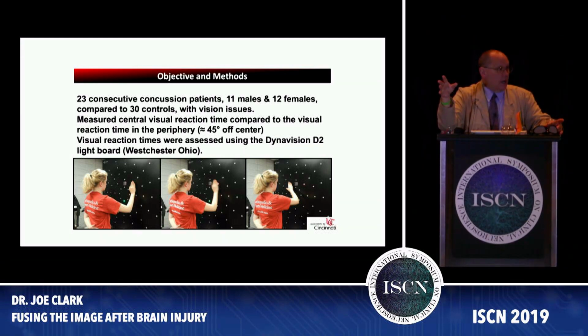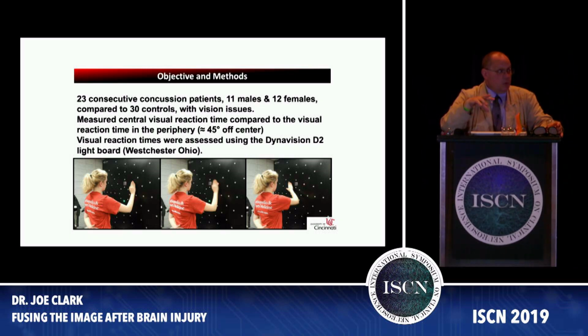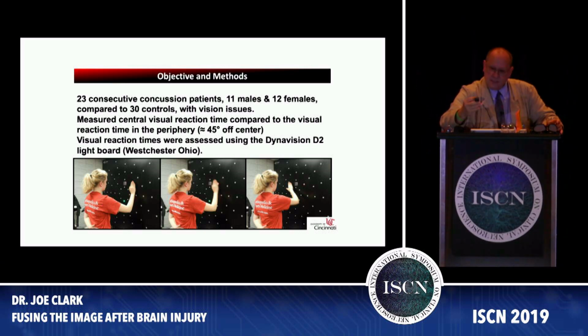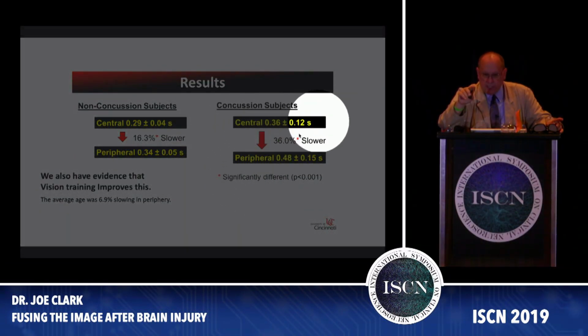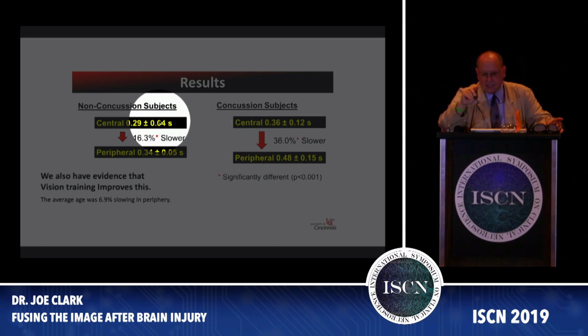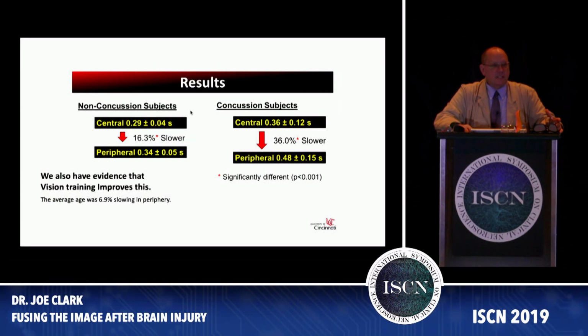Okay? Hopefully that's not a huge surprise to people. This is not a movement thing, this is a flashed image, so that's where the slowing comes from when you're off center, and again, it's about 45 degrees off center. So, 0.3 seconds, 0.29 seconds, that normal of about 20% slower in the periphery, not a huge surprise. However, concussion patients are slower. So if you look at the data here, there it is. The concussion subjects are 0.36 seconds compared to 0.29 seconds, and that's statistically significant. Should not be a surprise.